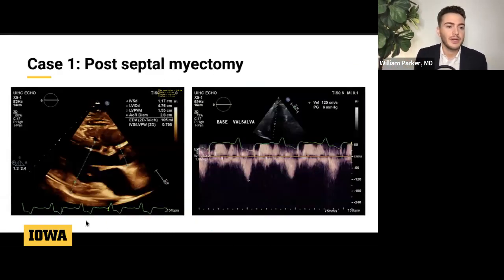So our patient underwent septal myectomy. She was a 59-year-old lady who was in excellent health. She was a perfect surgical candidate, so that was really the preferred procedure. And this is her post.